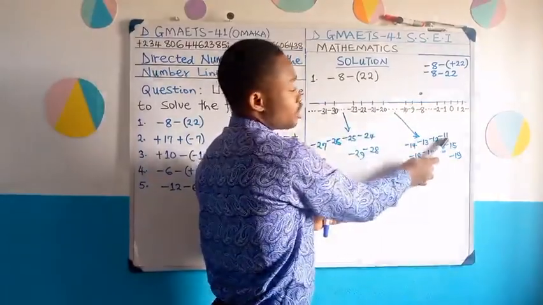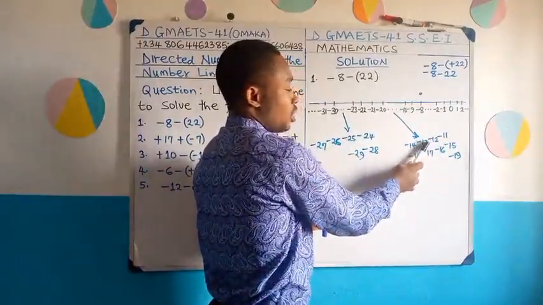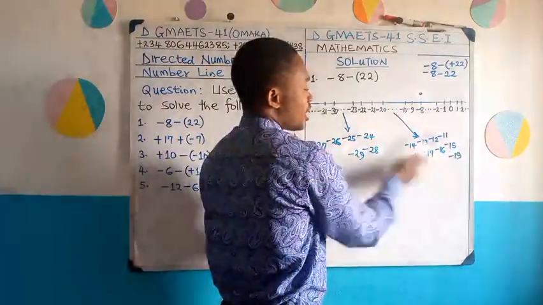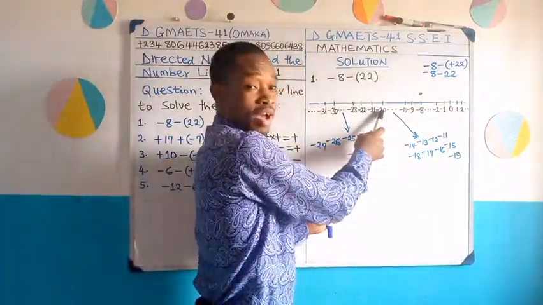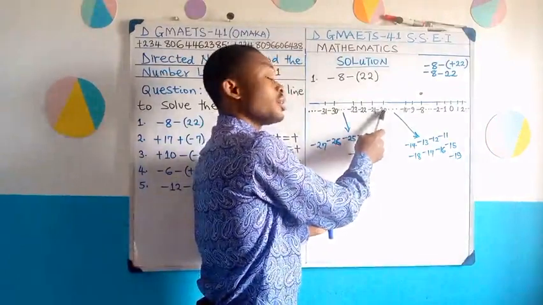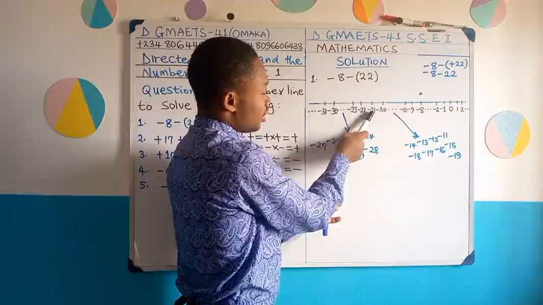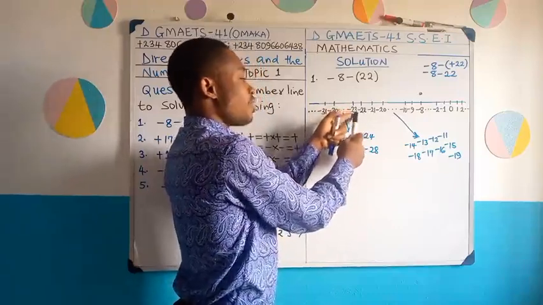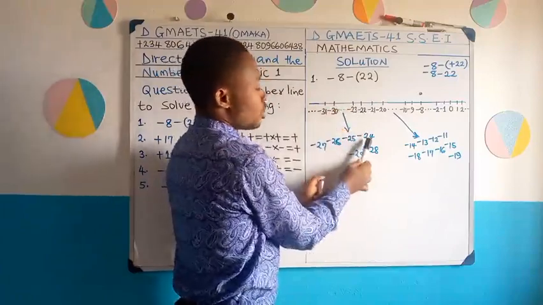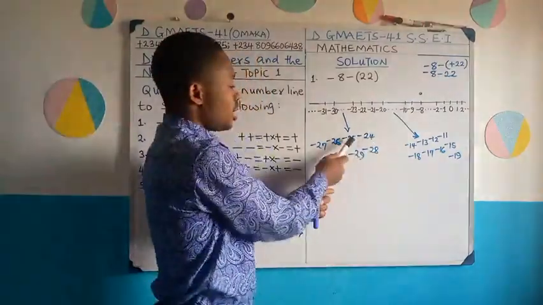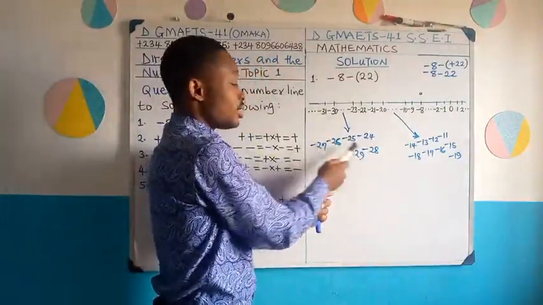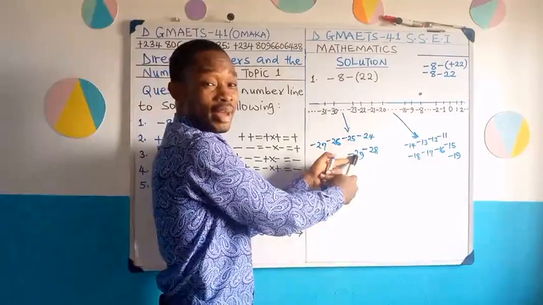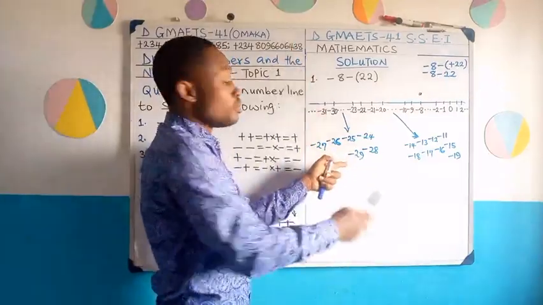After -10, you should have -11, which is 3, 4, 5, 6, 7, 8, 9, 10, 11. After -19, you get -20. And remember, I've moved 11 times, so this -20 will make it 12 times. Then 13, 14, 15. -23 is 15 times already. After -23, I should go to -24. So look at it. -24 will be 16 times. 17, 18, 19, 20, 21. I'm already at -29. And that -29 gave me 21 times movement.